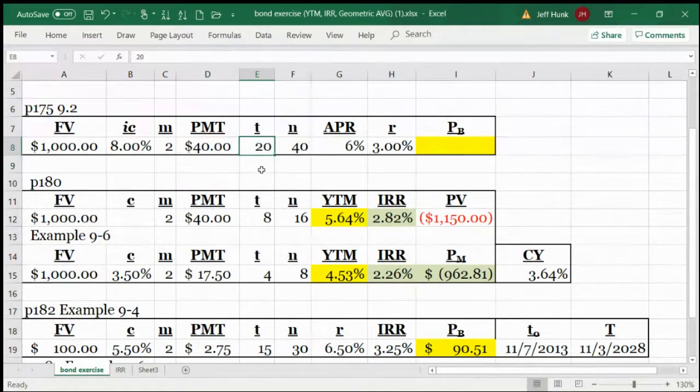Time left. What's the time left? It was 10 years, right? Because the bond was issued 15 years ago, and it was a 25-year bond, so we have 10 years left. APR is, of course, the prevailing market rate, but we're going to change the name to YTM, yield to maturity, or just yield.